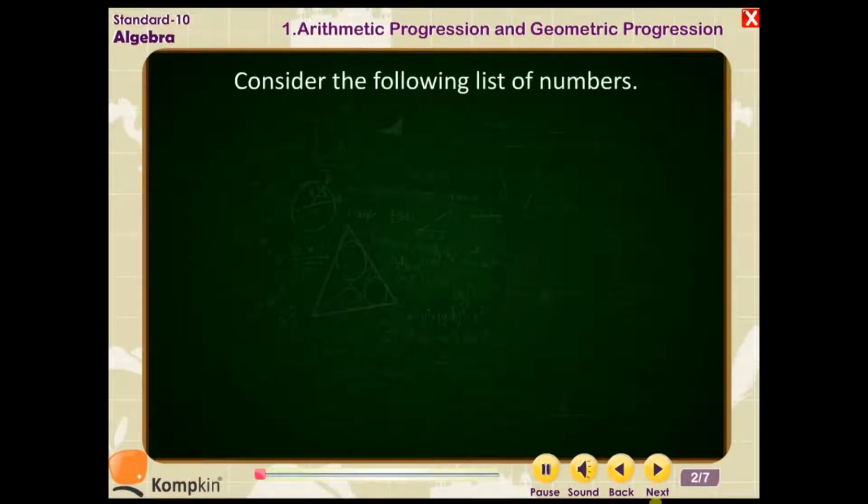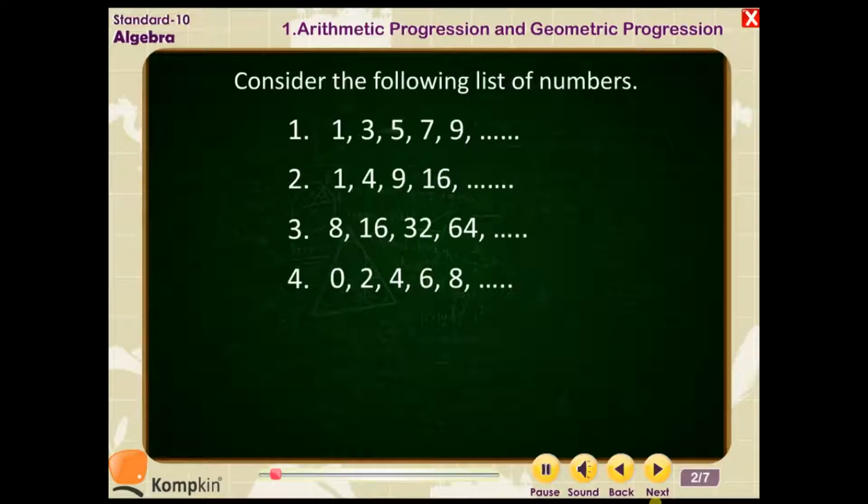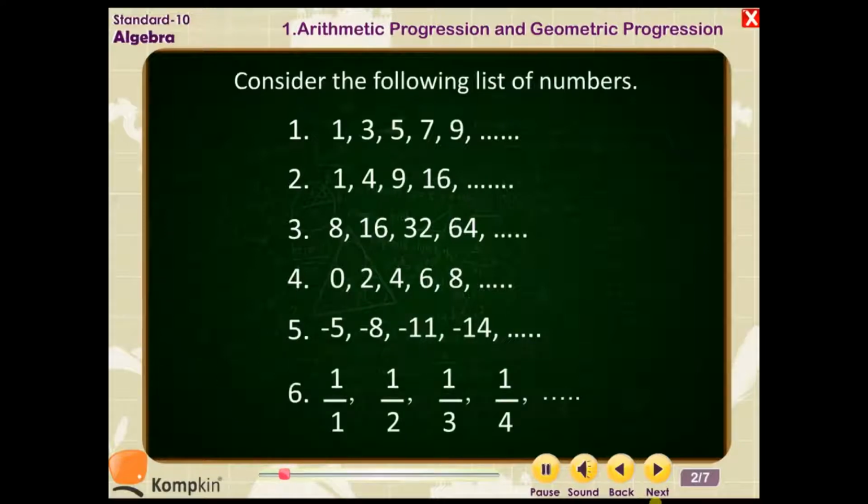Some explanation. Consider the following lists of numbers. 1: 1, 3, 5, 7, 9, and so on. 2: 1, 4, 9, 16, and so on. 3: 8, 16, 32, 64, and so on. 4: 0, 2, 4, 6, 8, and so on. 5: -5, -8, -11, -14, and so on. 6: 1/1, 1/2, 1/3, 1/4, and so on.